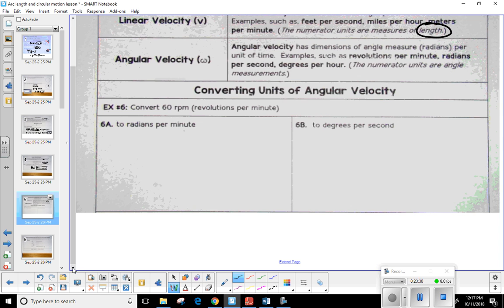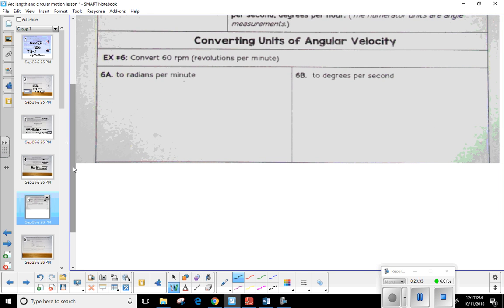Let's try a little more dimensional analysis. Convert 60 RPM, revolutions per minute, to radians per minute. Let's start with what we have. I'm going to set up my fraction: 60 revolutions per minute, so 60 revolutions in 1 minute. Now, we definitely want to keep the minute, but we want radians per minute. So what's the one thing we want to get rid of? The revolutions. If I want to get rid of the revolution, then that means it has to be here, right? So let's think about one revolution.